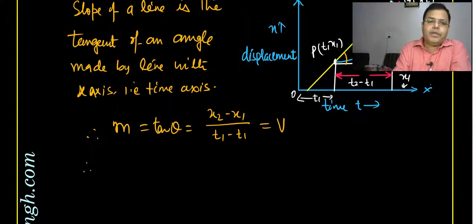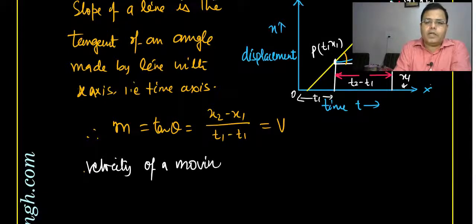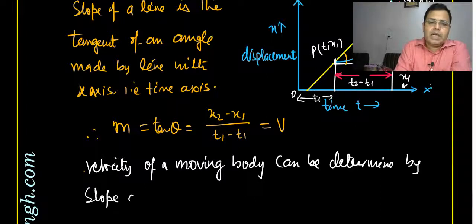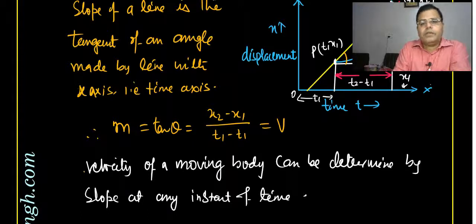So we can say the velocity of a moving body can be determined by the slope at any instant of time. Wherever you have to find the velocity, you can find the slope, and accordingly you can find out whether the velocity is more or less.